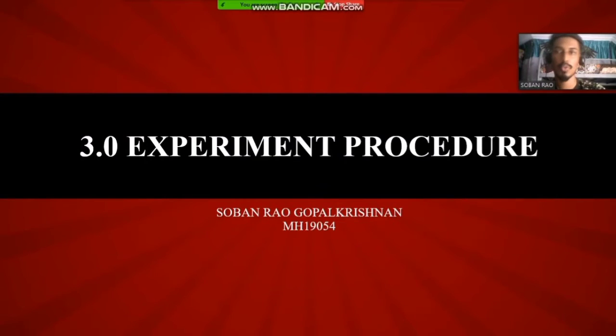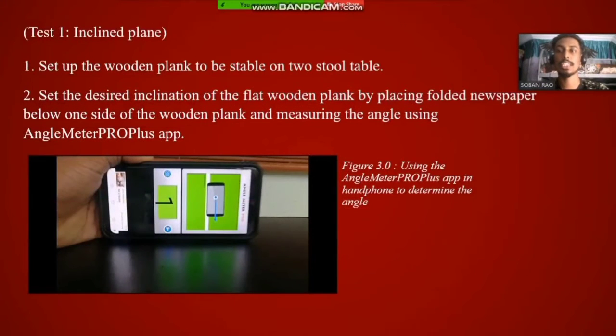My name is Soban Gopalkrishnan and my metric number is MH19054. Today I'm going to present the experiment procedure. We conduct test 1, the inclined plane.